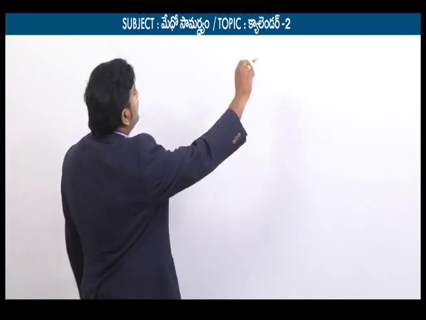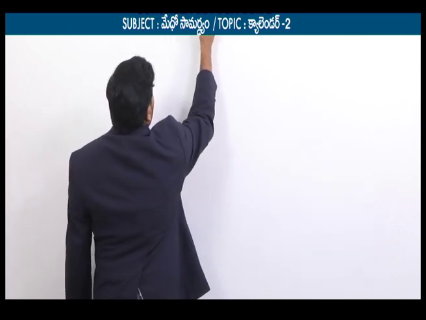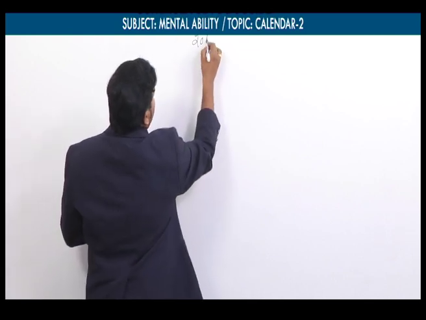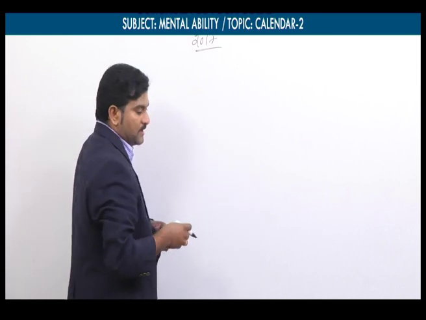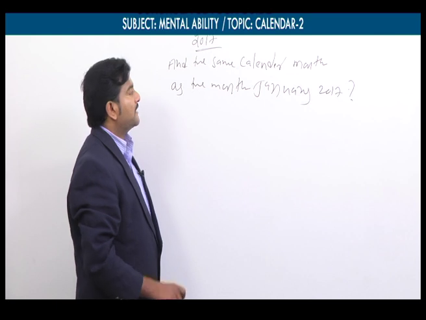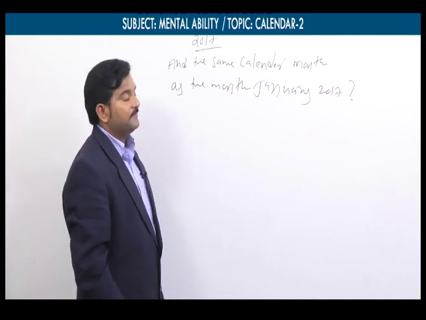For example, we'll take one example. For all the months it need not be possible. So wherever it is possible, we'll discuss. So he is framing the question like this: find the same calendar month as the month January 2017.